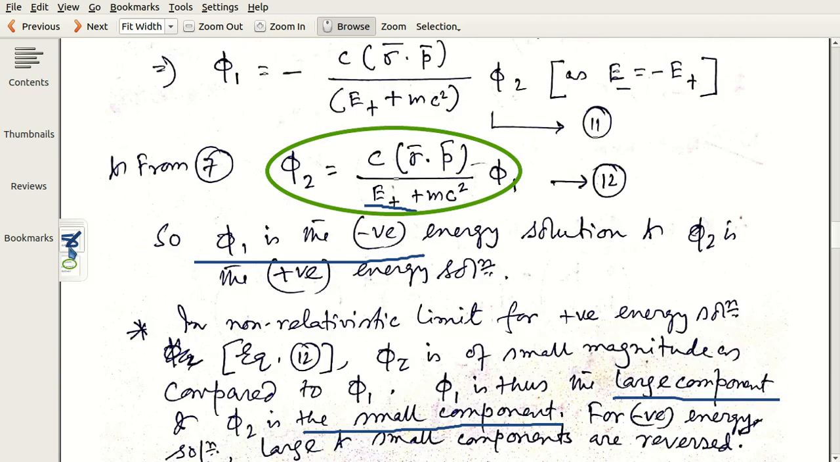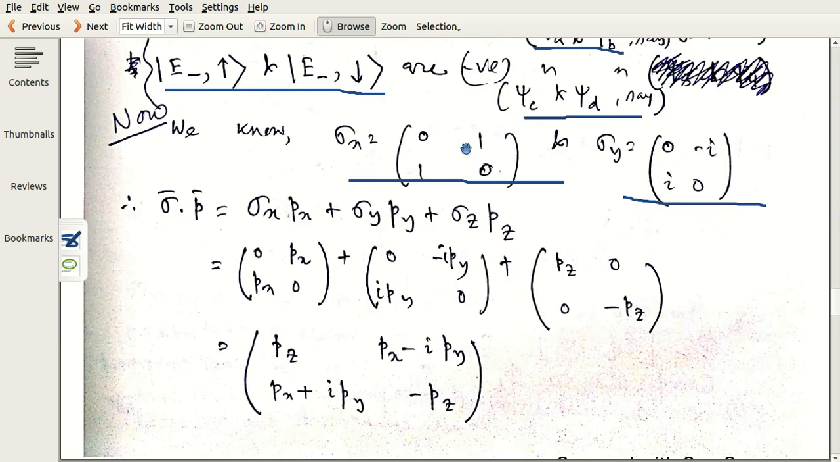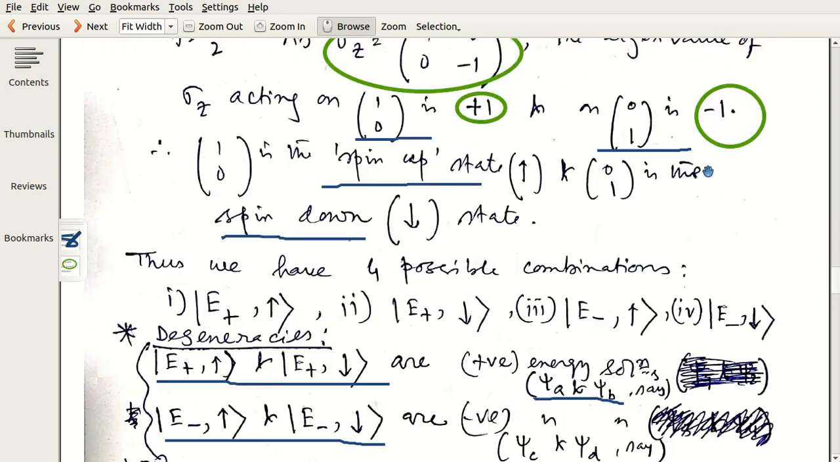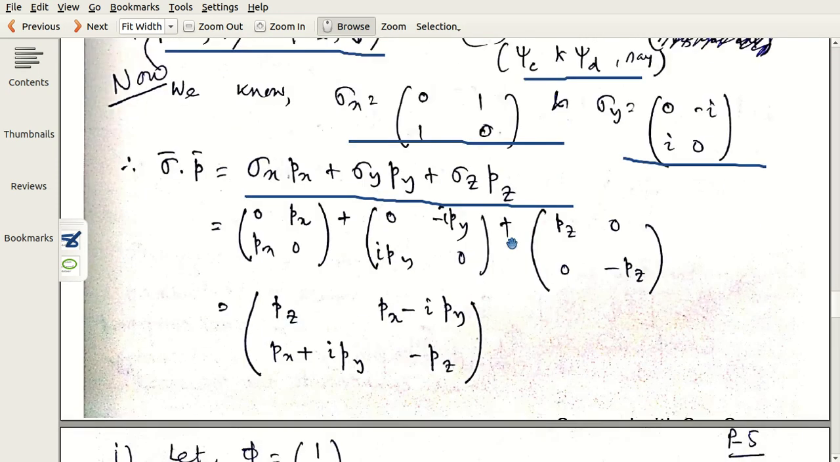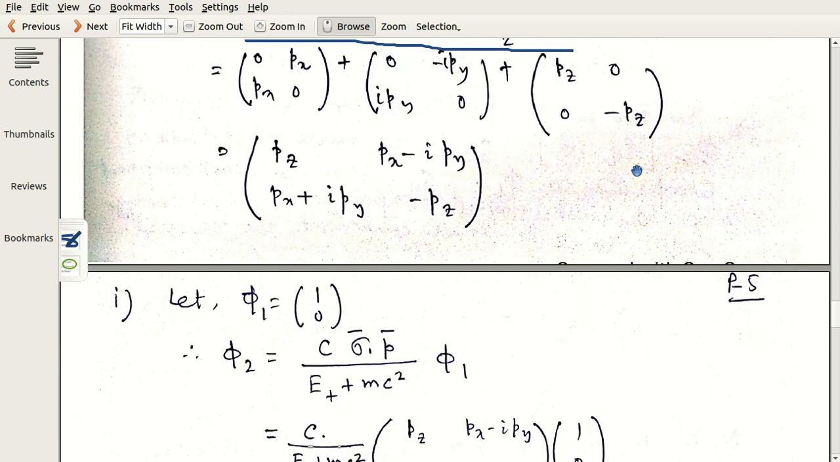This is our sigma dot p in both phi 1 and phi 2. So what is the shape of sigma dot p? If we expand it, we will find simply this one, and use the sigma x given here, sigma y given here, and sigma z given here. So you will find out this matrix, this operator for sigma dot p. This is a 2 by 2 operator.